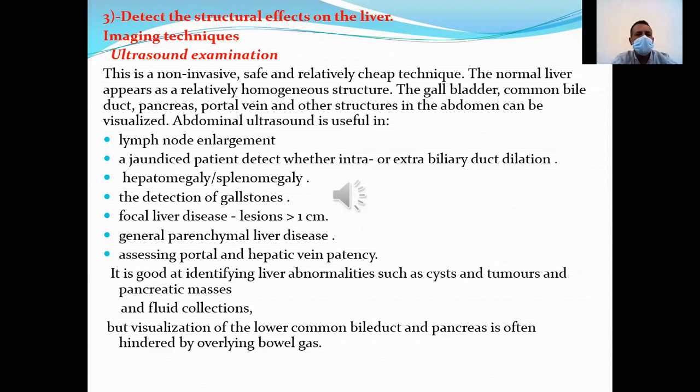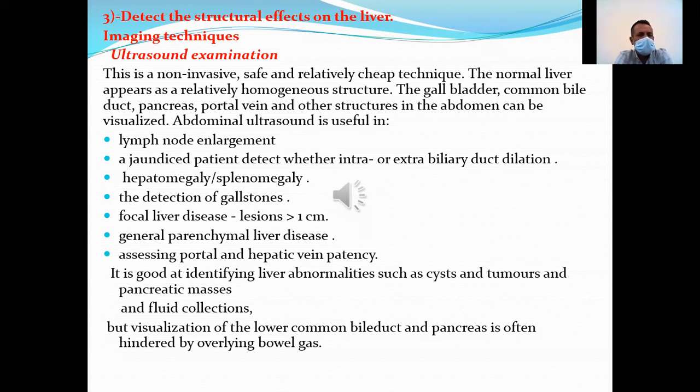The abdominal ultrasound is useful in the following. We detect if there is any lymph node enlargement, if there is a malignancy of the lymph node, if there is infiltrative disease of the lymph node in the liver. In a jaundice patient, we detect whether there is intra or extrabiliary duct dilatation by ultrasound. If there is a dilated biliary system, that means obstruction. If not dilated, that means maybe another cause.